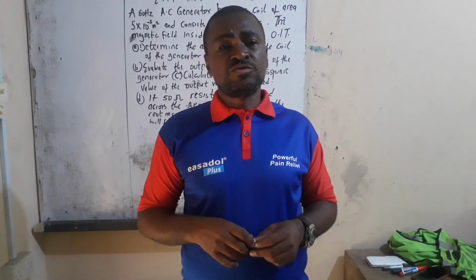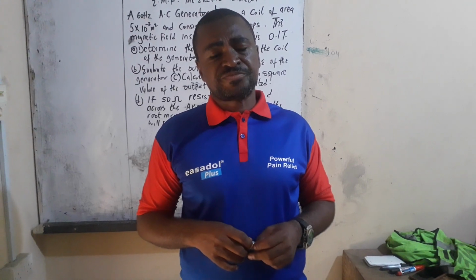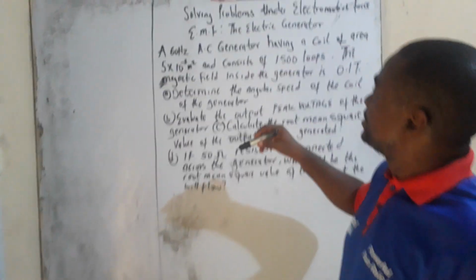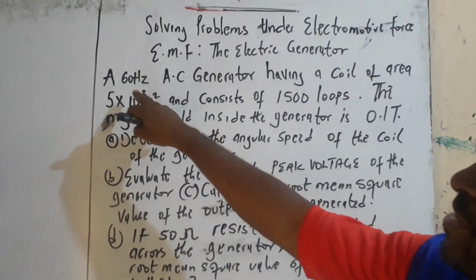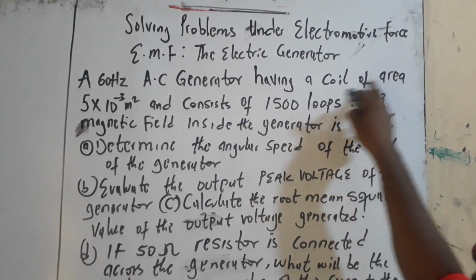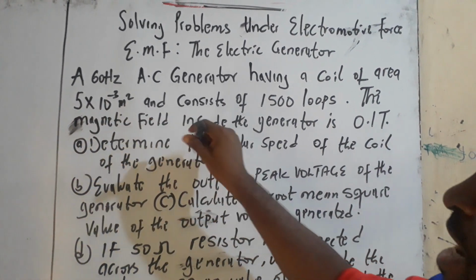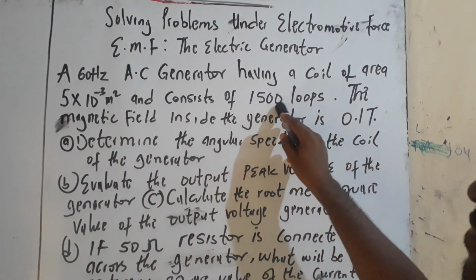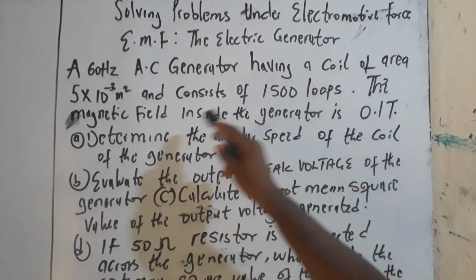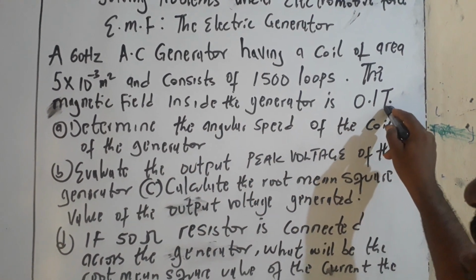So today we want to solve a problem regarding a generator. Now this is the question. The question says a 60 Hz AC generator has a coil of surface area 5 times 10 raised to minus 3 meters squared and consists of 1500 loops. The magnetic field inside the generator is 0.1 Tesla.